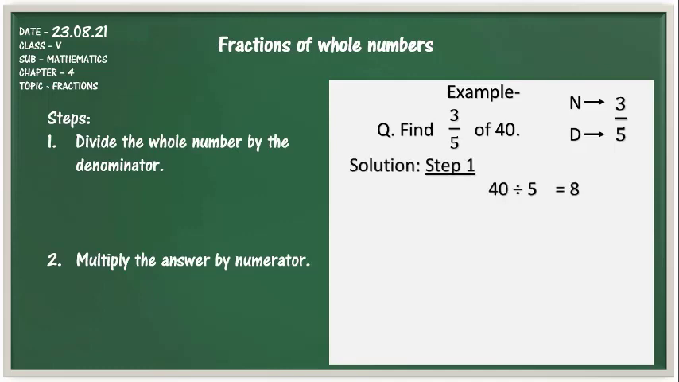First, step number 1. We will divide 40 by the denominator, which is 5. So 40 divided by 5 will give us 8. In step number 2, we will multiply the answer by the numerator. So 8 multiplied by the numerator, that is 3, is equal to 24. Therefore, 3 by 5 of 40 is equal to 24.